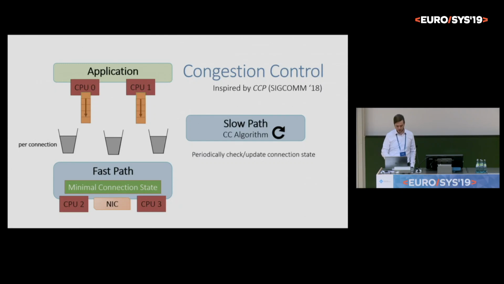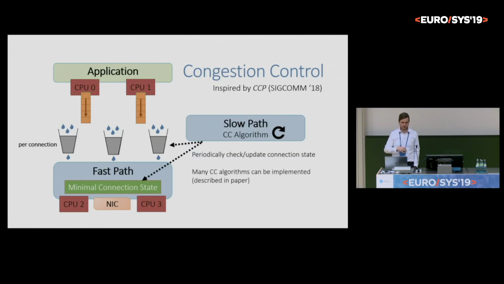So what happens is the slow path will periodically check connection state in the fast path and run a congestion control algorithm. Then it will subsequently update the state in the fast path so that when the application sends packets at whatever rate that it wants, the fast path only dequeues and forwards these packets to the network at the rate specified by the slow path. And many congestion control algorithms can be implemented within this framework, and we discuss this more in depth in the paper. But for the purposes of the evaluation in this talk, you can think of DC TCP.